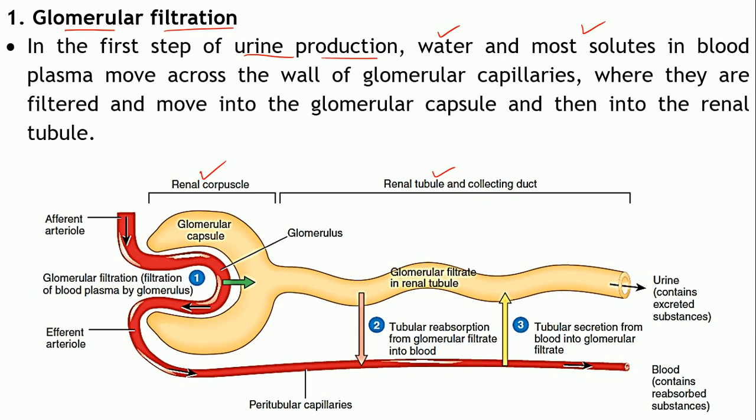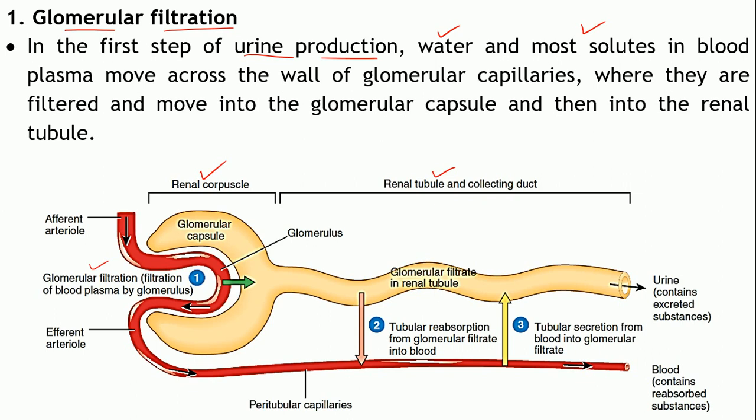So where they will enter now? They will cross this membrane and they will enter this capsular space, right? This is the capsular space. It is a double layered structure, visceral and the parietal layer, and the space in between is known as the capsular space. So your filtrate will enter in the capsular space, and from here it will move into the tubules. So this is the first step, the filtration of the blood plasma by the glomerulus. So there is an efferent arteriole which is bringing in the blood in the form of the capillaries.